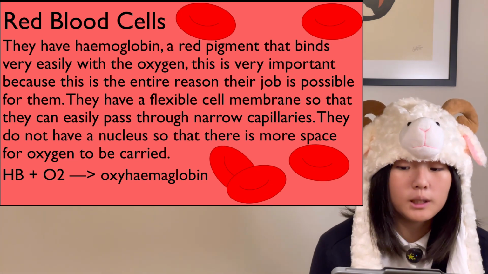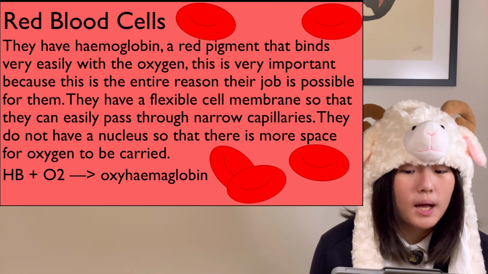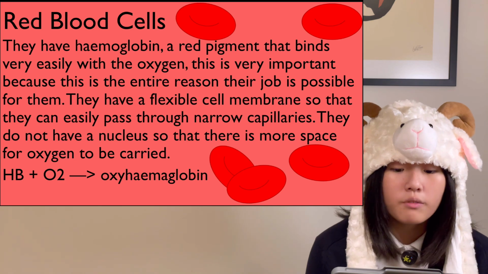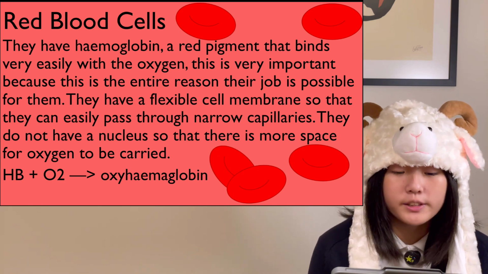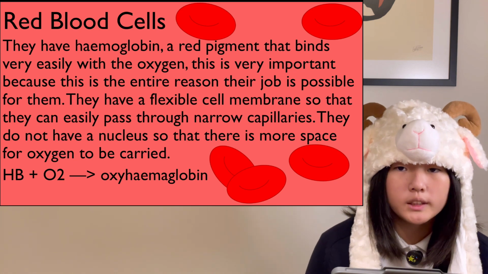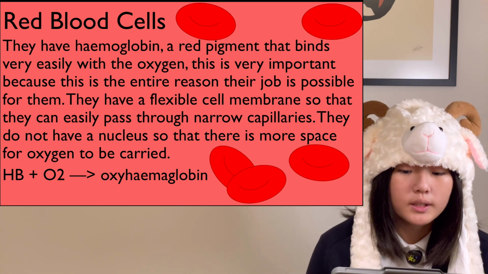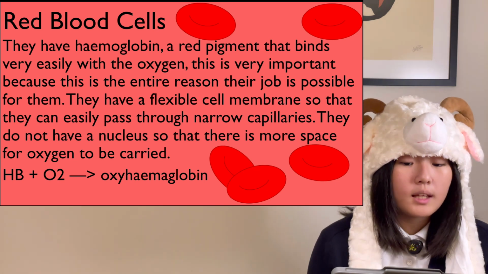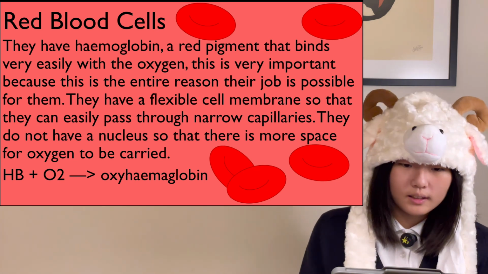They have a flexible cell membrane so that they can easily pass through the narrow capillaries that fill your body. They do not have a nucleus so that there is more space for oxygen to be carried. Hb plus O2 equals oxyhemoglobin. This is what the hemoglobin does with the oxygen so that it can be carried around everywhere.